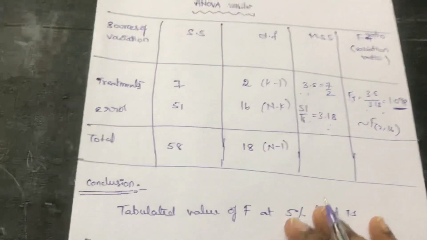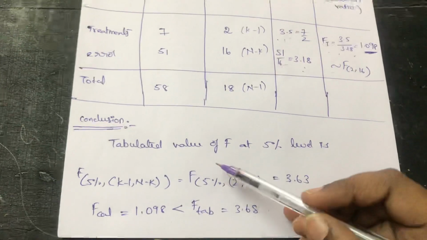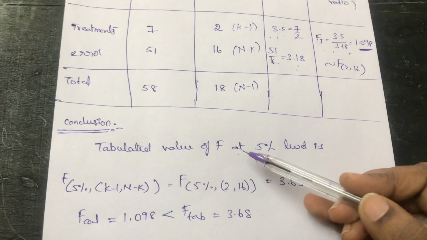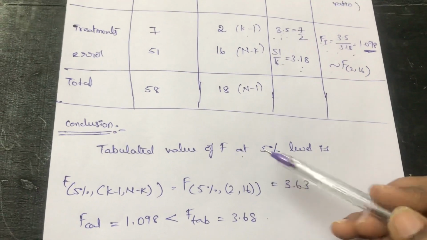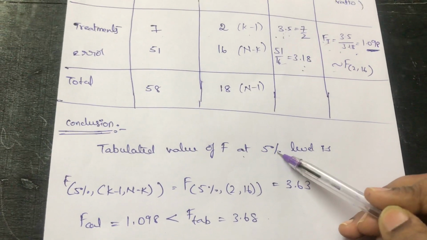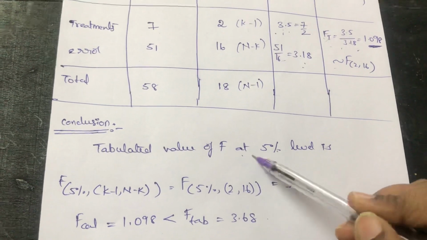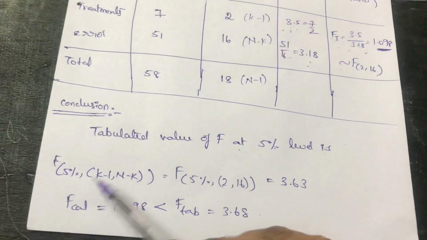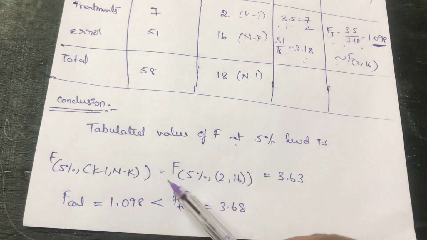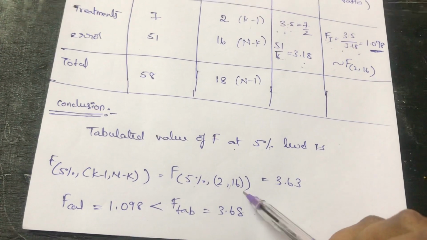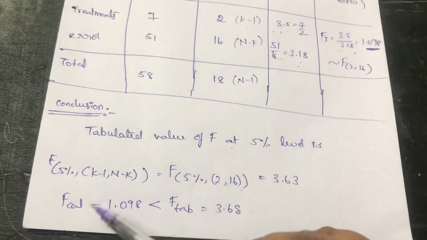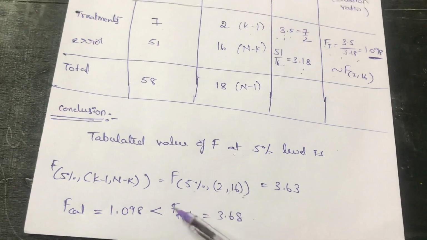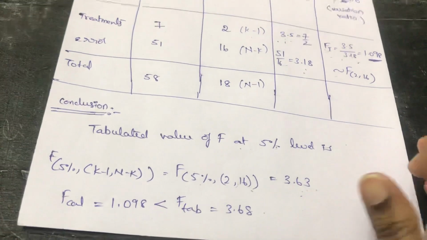After getting the calculated value, we have to find the table value of F. See, in the question they have not given any level of significance, so we simply take 5% level of significance. The table value of F at 5% level of significance is taken from the F tables. At 5%, k minus 1 comma n minus k, is F 5% 2 comma 16, which is equal to 3.68. So here the F calculated value we have just shown, 1.098, is less than the F table value 3.638.